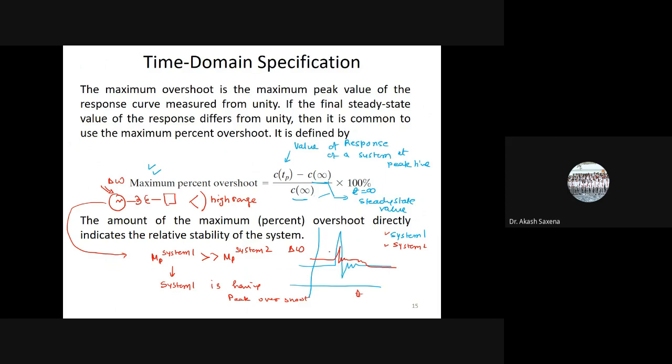That means here we are showing system 1 and system 2. You can say system 1 is having higher peak overshoot. It is written that MP of system 1 is greater than MP of system 2. That means the more stable system is system 2 because it is having lower peak overshoot.